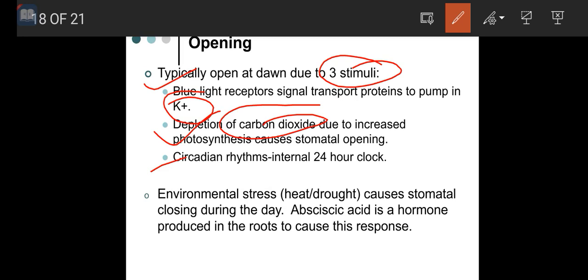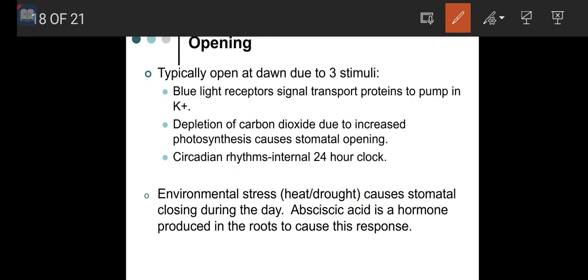the circadian rhythms, the internal 24 hours clock. Environmental stress, heat and drought cause stomatal opening and closing. This is an environmental factor also. There is increasing dryness, increasing drought, increasing heat. Due to that the stomata also close.